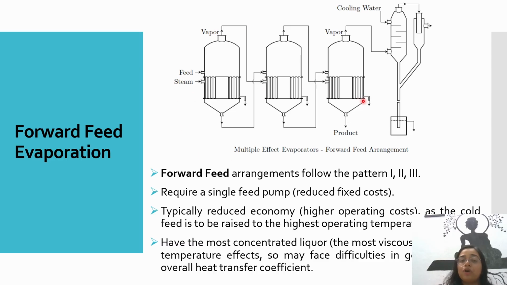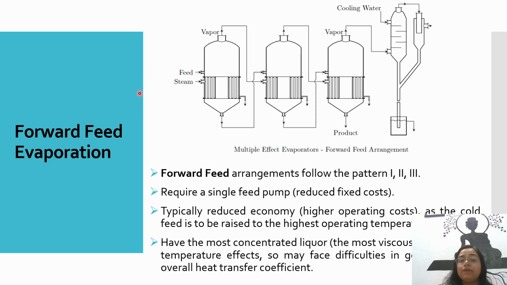But why are we calling it forward feed? Because feed and steam are introduced at effect 1 and gradually it is processed to effect 2 and effect 3. As we proceed from effect 1 to effect 2, the temperature will gradually decrease, so the lowest temperature will be found at effect 3. In effect 1 the pressure will be highest compared to effect 2 and effect 3. As the pressure gradually decreases across the effects, there will be no pumping cost.